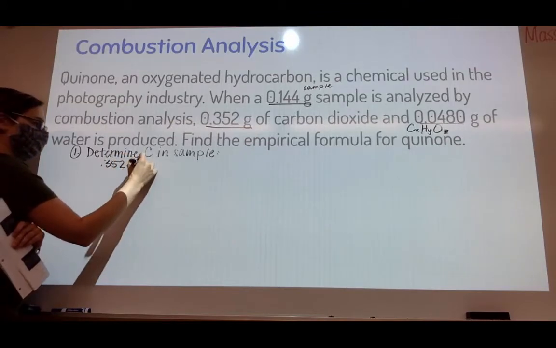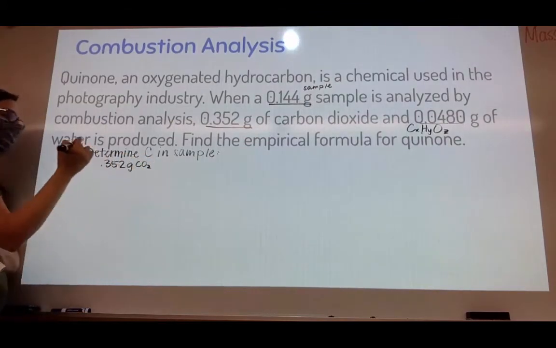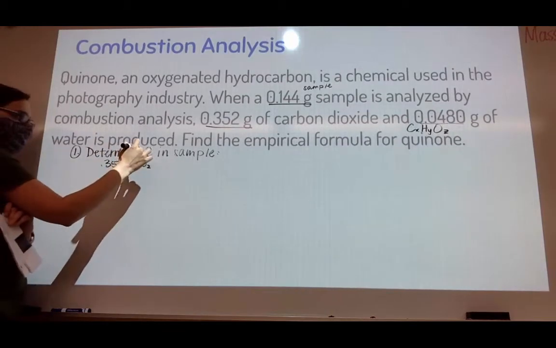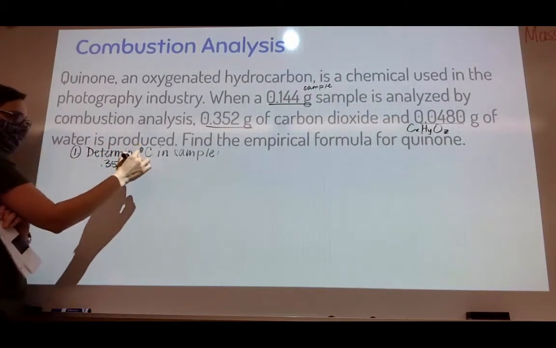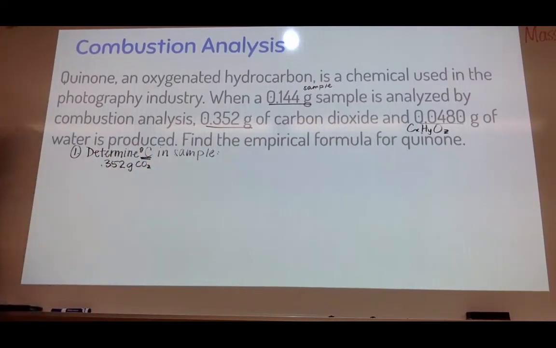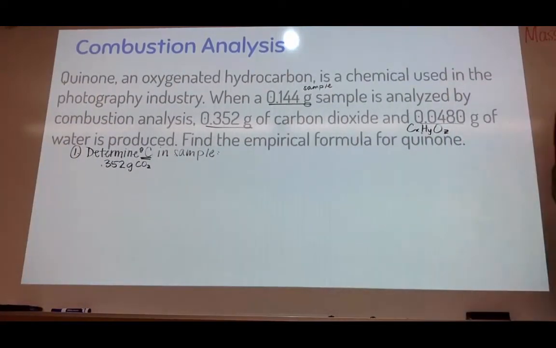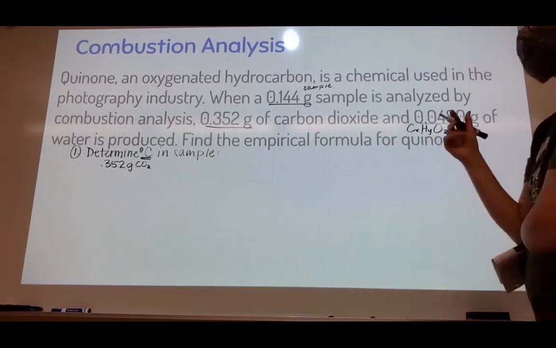So I have 0.352 grams of CO2. When this hydrocarbon is combusted, 0.352 grams of carbon dioxide is produced. Now I want just the mass of carbon, not all of the carbon dioxide, just the mass of carbon. Which means I have to now stoich from grams of CO2 to grams of just C.